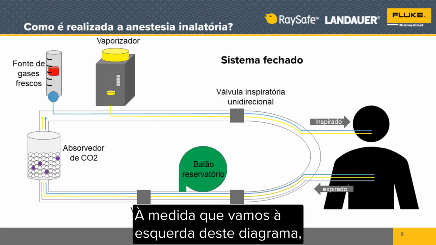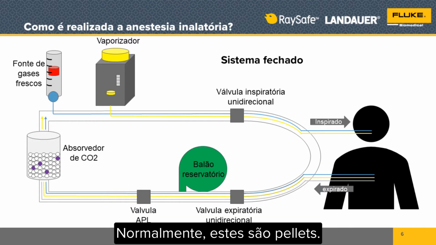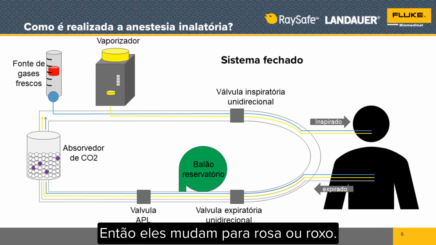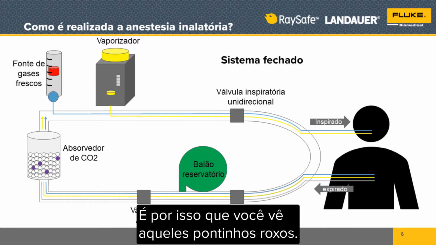As we go to the left of this diagram, you see the carbon dioxide absorber. Typically, these are pellets, and what they'll do is absorb the CO2 being expired. And most systems out there change color, right? So they'll change to like a pink or a purple to show you how much of that's being used. So that's why you see those little purple dots there.